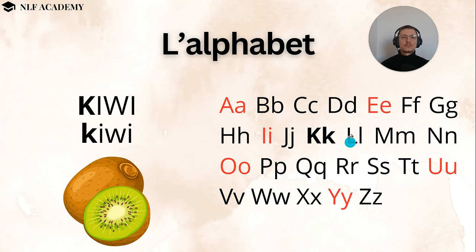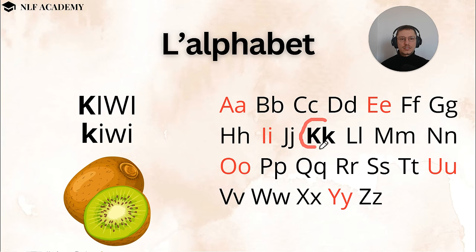K. Par exemple, kiwi. Kiwi. So this sound sounds exactly like the one we had seen with C. Here we had chocolat and here kiwi. Same sound, same thing.